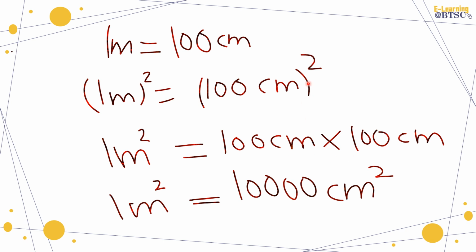Okay, as we know that this exponent is 2, and what is the meaning of exponent? That we have to multiply the number with itself 2 times. So we are multiplying 100 centimeter with 100 centimeter. When you multiply 100 with 100, you have the answer 10,000, and when you multiply centimeter with centimeter, you have the answer centimeter square.